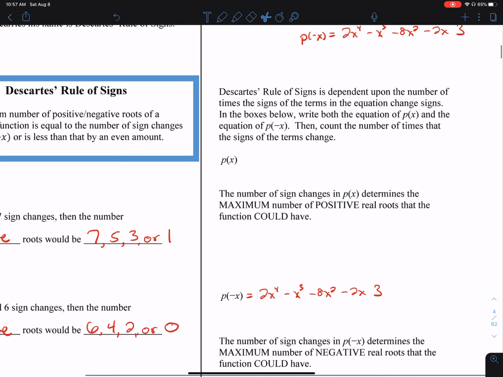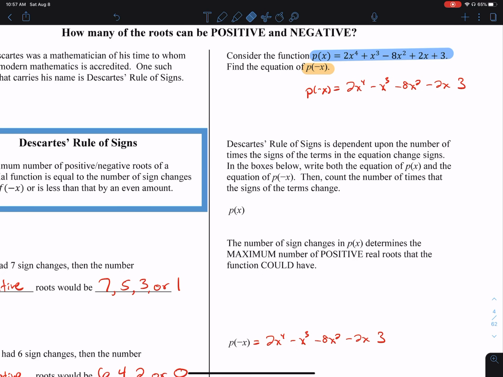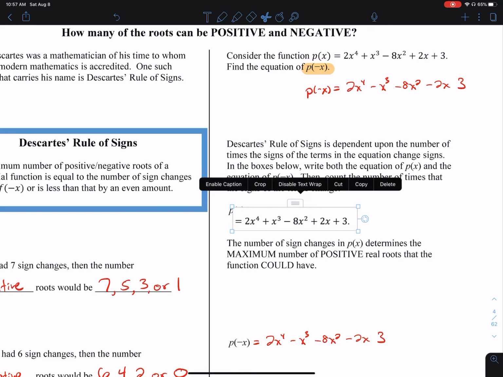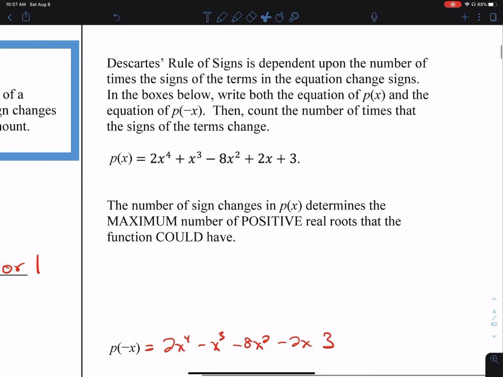Descartes' rule of signs is dependent upon the number of times the signs of the terms in the polynomial equation change signs. In the boxes below, write both the equation of p of x and the equation of p of negative x, then count the number of sign changes. So we already got this one. How many sign changes are there here? No sign change. There's a sign change. There's a sign change. There's no sign change. There are 2 sign changes.